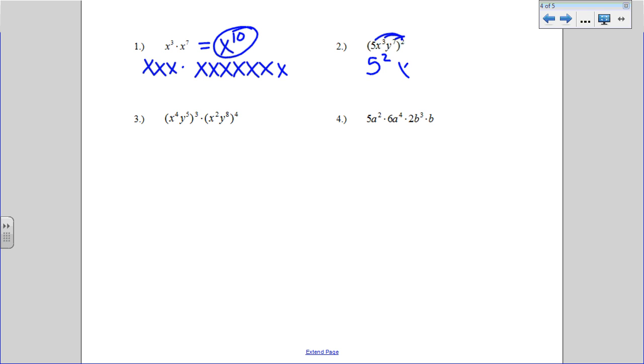You then have x to the 6th and y to the 14th. This has to be evaluated, so your final answer is 25. Because there's only the one x base, it's going to stay x to the 6, and the same with your y. There's no other y bases, so it's going to stay y to the 14. You're going to do 3 and 4 on your own.